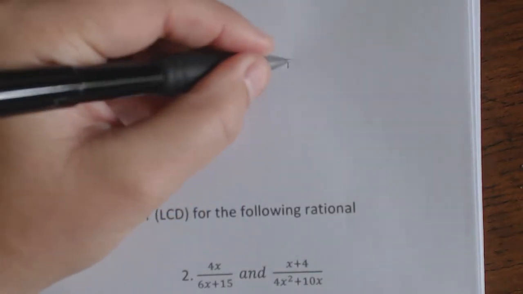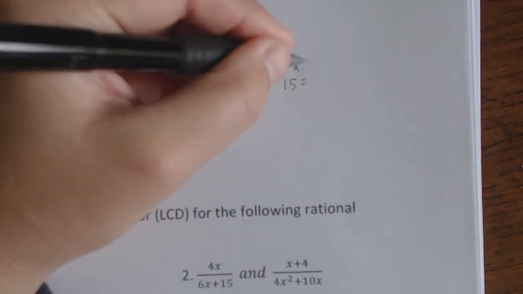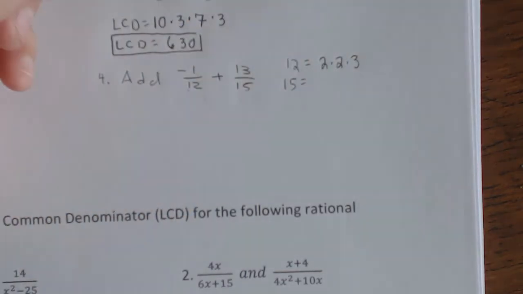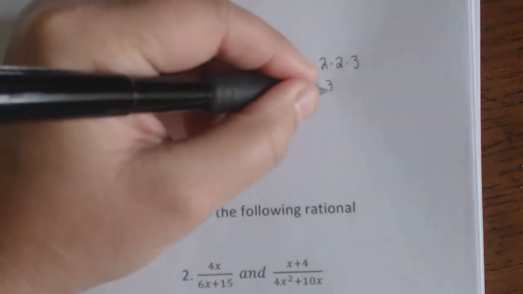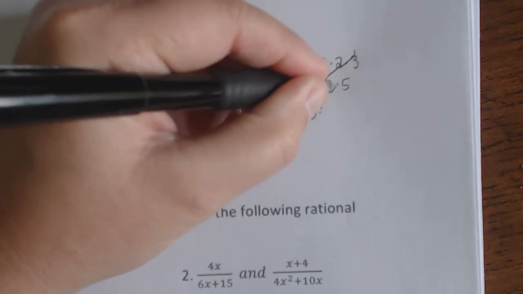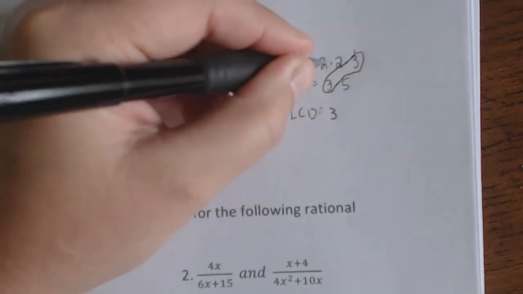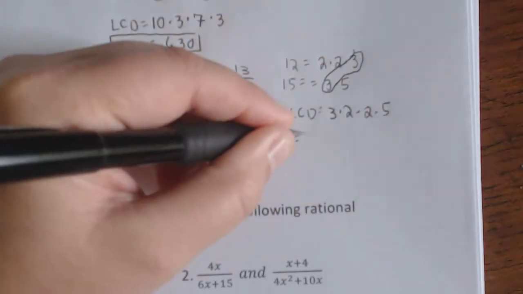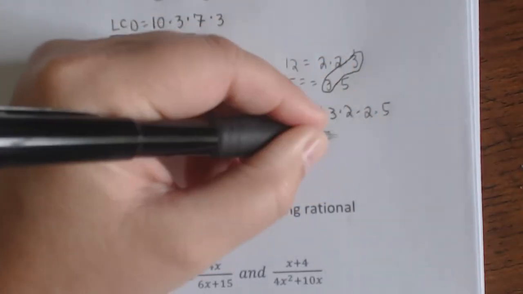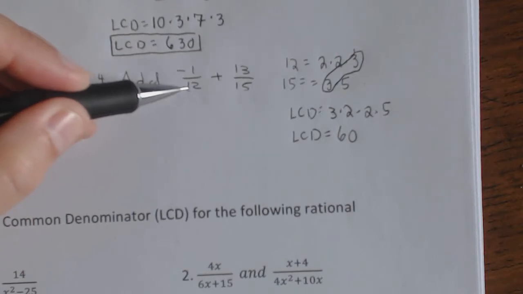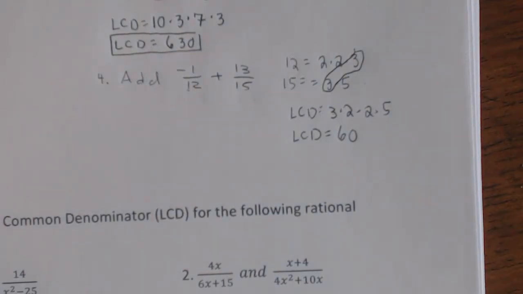Or we can just do it this way. 12 is 2 times 6, which is 2 times 3. So 12 is 2 times 2 times 3. 15 is just 3 times 5. So the LCD would be, they both have a 3, and then this one needs a 2, and another 2, and then this one needs a 5. So the LCD of this one would be 6 times 10, which is 60. If you did the multiply the small number by 1, by 2, by 3, by 4, by 5, 12 times 5 is 60. 15 goes into 60.